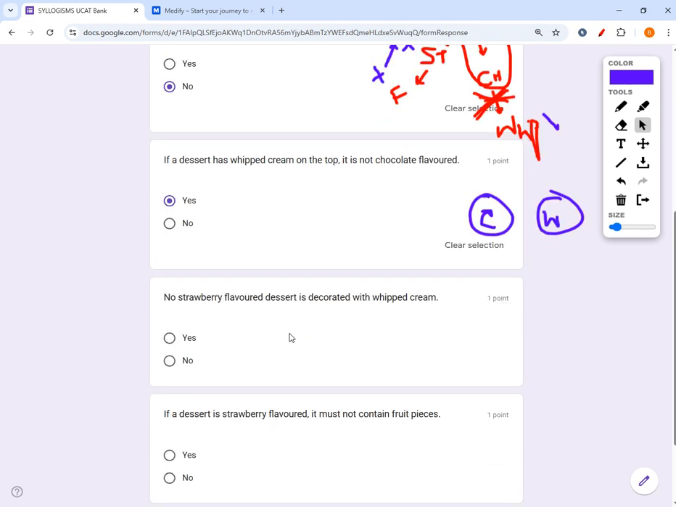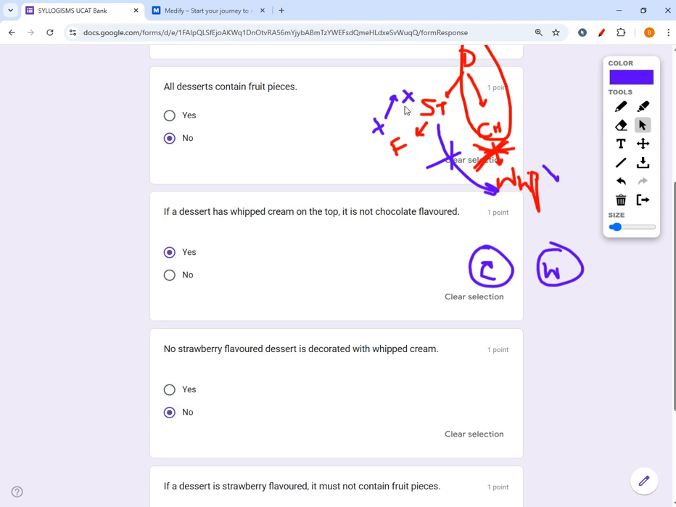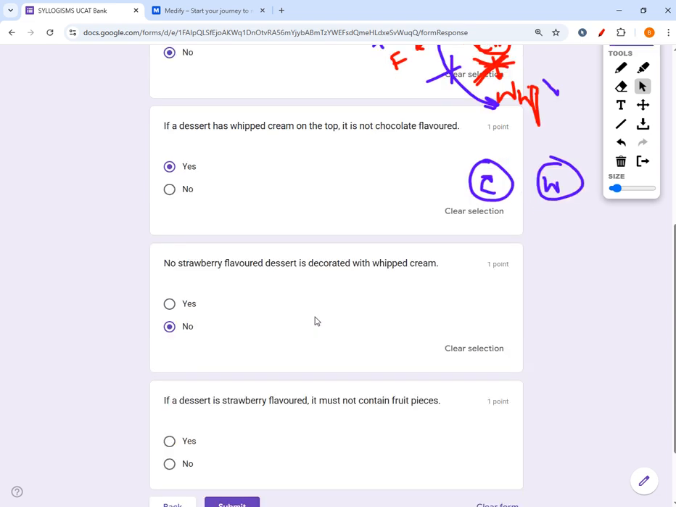Next, no strawberry flavored desserts is decorated. He's talking about strawberry flavored and decorated with cream. Completely different branches, so we can't even talk about it. Absolutely a lack of information. So I'll say big fat no, because these two are on two different branches of the tree, so I negate it. Lack of information, can't say anything.